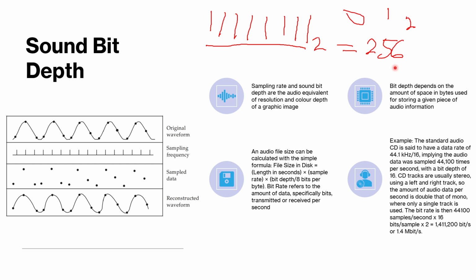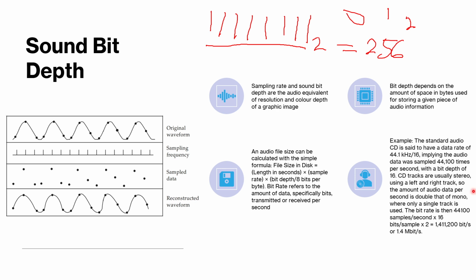So a single bit rate and a single sampling rate are recommended throughout the work, and usually an audio file size can be calculated with a simple formula. This formula is very key, and I would advise students to take note of that. So to know the file size on the disc, or the file size of the audio, the formula is the length in seconds times the sample rate times the bit depth over 8 bits per byte.